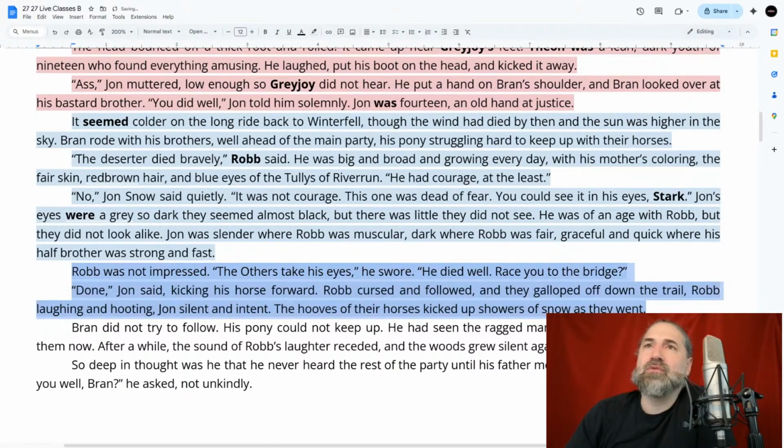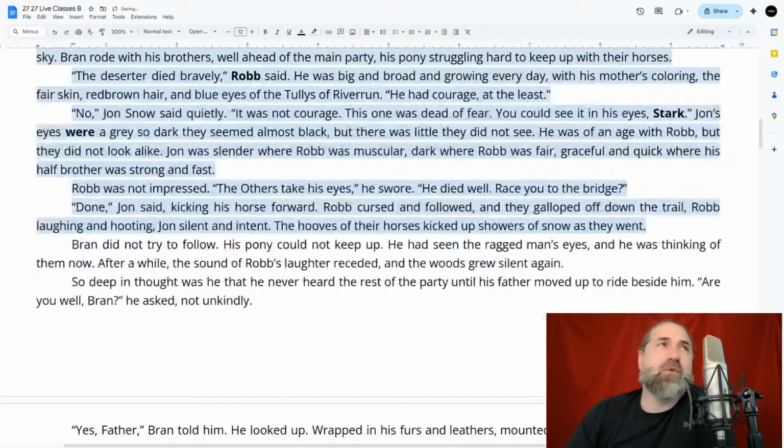All right, and then we'll finish up with this. Robb was not impressed. The others take his eyes, he swore. He died well. Race you to the bridge. Done, Jon said, kicking his horse forward. Robb cursed and followed, and then galloped off down the trail, Robb laughing and hooting, Jon silent and intent. The hooves of their horses kicked up. Yeah, that's one long passage.